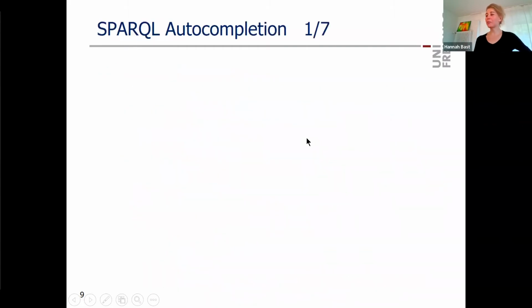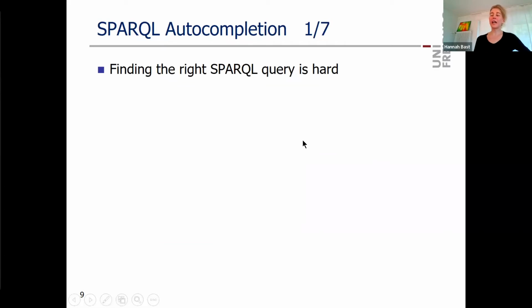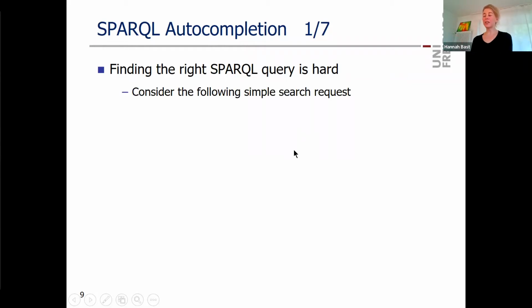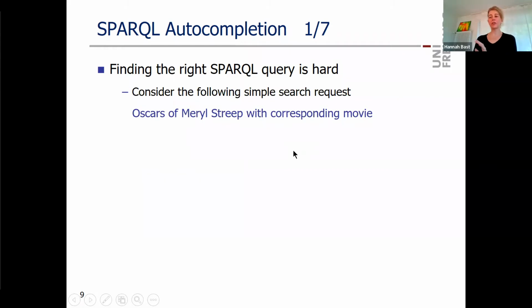If you have more experience with this, you really value this. Finding the right SPARQL. You have seen the SPARQL queries. I've just shown them to you very quickly. It's not so easy. So here's a simple example. Looks like a query you might type into Google. The Oscars of Meryl Streep. She won 3 Oscars. And I also want to know the movie.